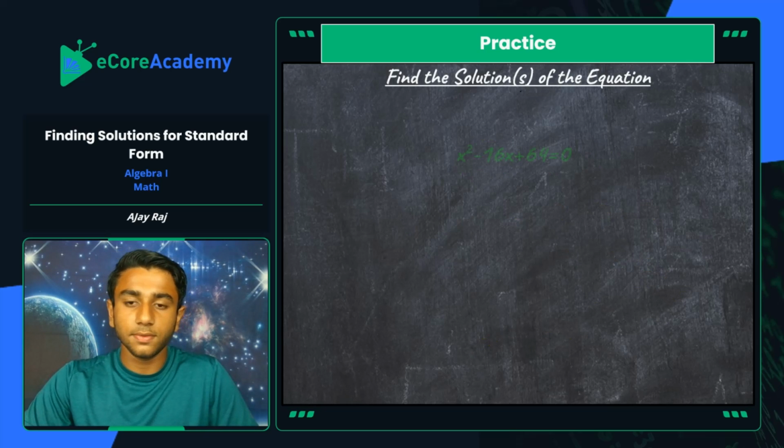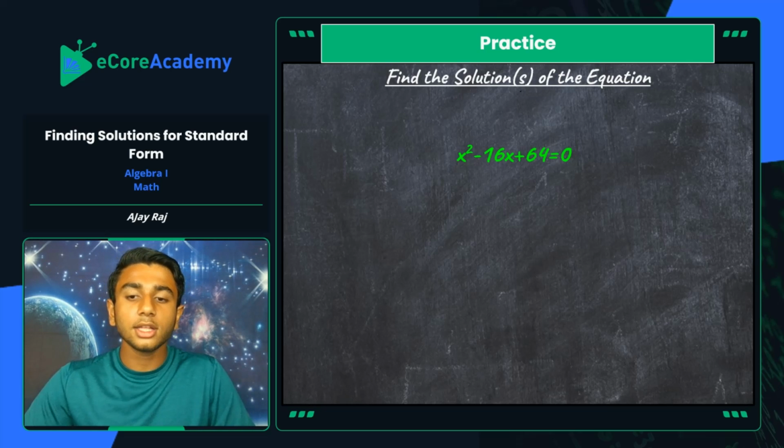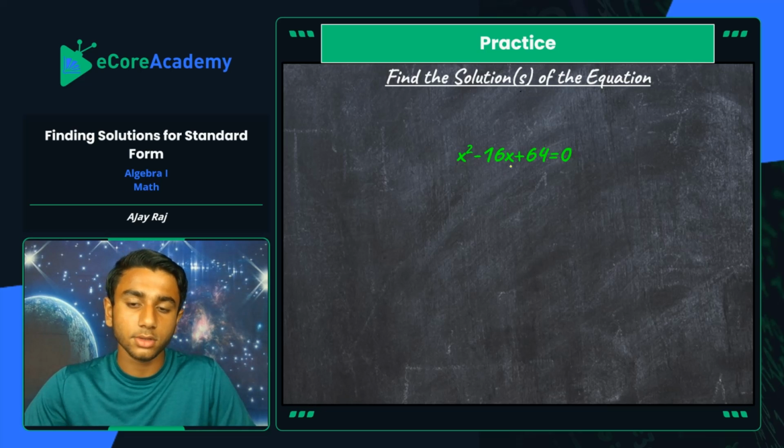So let's find the solutions of this equation. We're given this equation here, except it's in standard form. So now we're going to have to actually do a little bit more work, grunge work essentially. So x squared minus 16x plus 64 equals 0. Let's start off by identifying what are some common factors here. So what two numbers multiplied together equals 64 and also add up to negative 16?